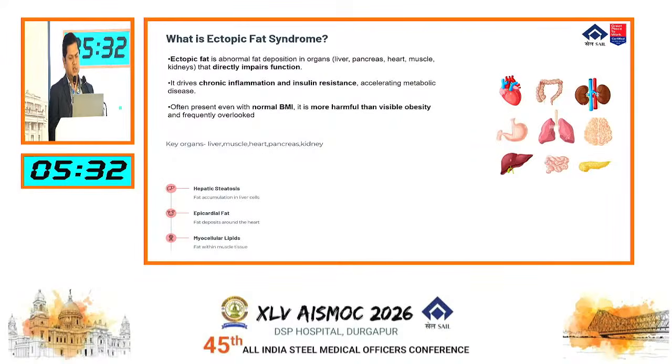Ectopic fat represents the abnormal fat accumulation in organs where it doesn't belong, such as the liver, pancreas, heart, skeletal muscle, and kidneys. Unlike subcutaneous fat stored safely beneath the skin, ectopic fat directly disrupts organ function through mechanisms involving chronic inflammation and insulin resistance. So there is development of hepatic steatosis, deposition of epicardial fat and intramyocellular lipids.